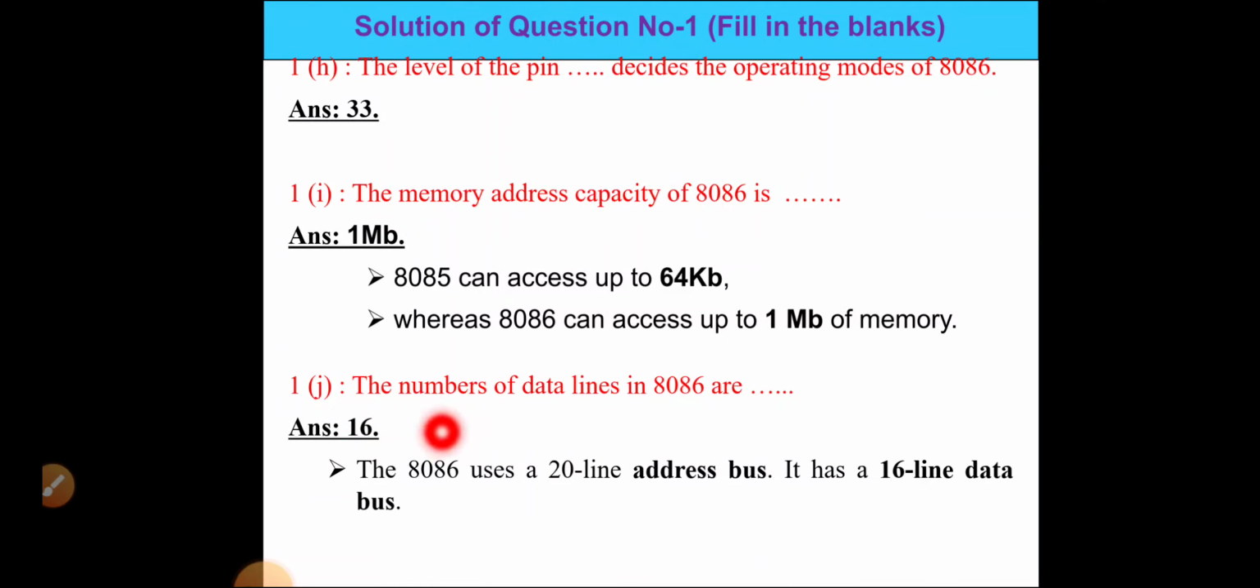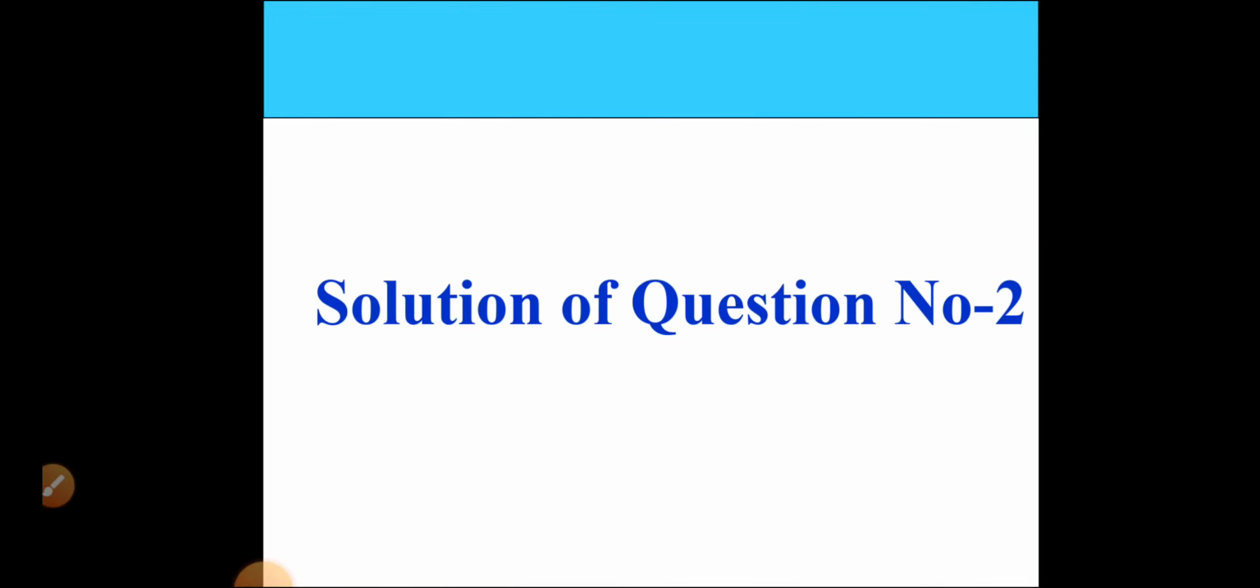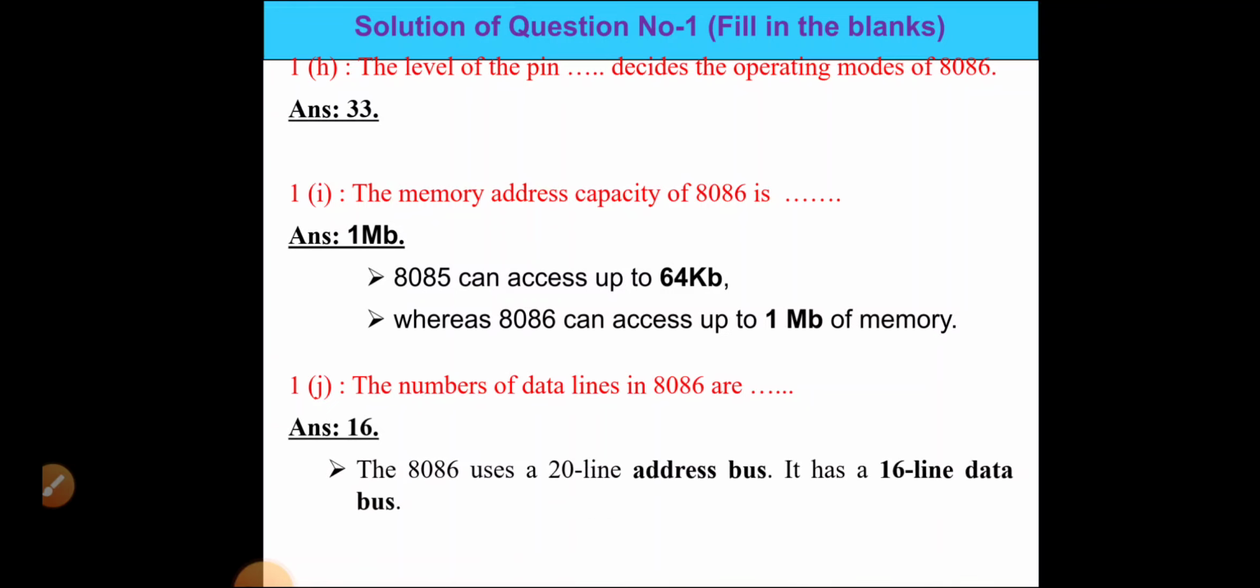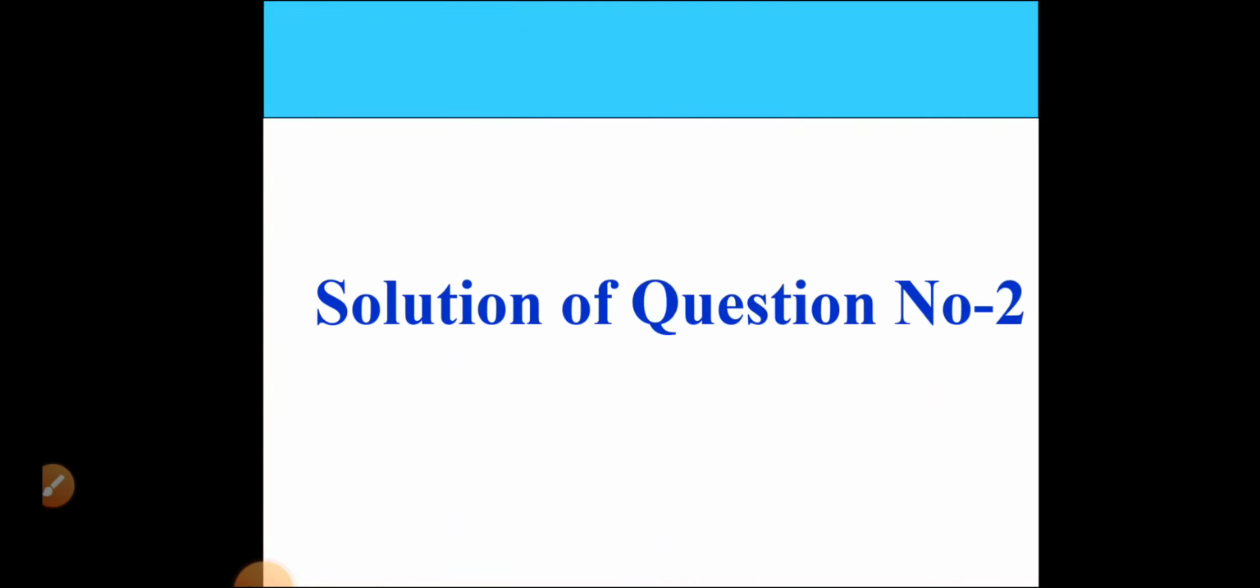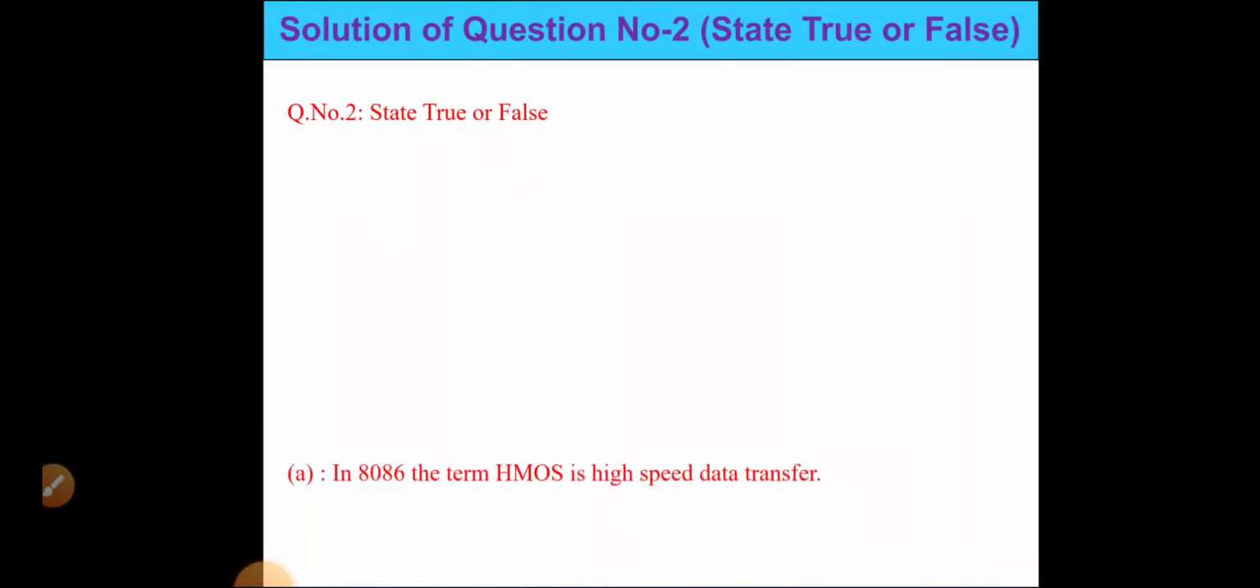Okay, so the 8086 uses a 20-line address bus and 16 data lines as the data bus. Okay, 20 lines are used for the address bus and 16 for the data bus. Now see question number 2, true or false. So state true or false.